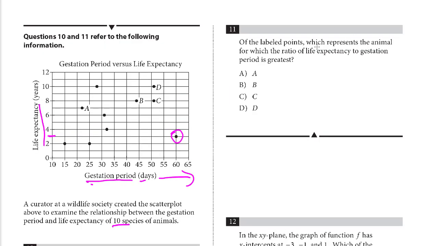11. Of the labeled points, those 4 A, B, C, D points, which represents the animal for which the ratio of life expectancy to gestation period is greatest? So that ratio is actually your Y divided by your X. So if we start at, well, this is not quite 0, 0. Always check that on the graphs. What we really want is a line that goes from 0, 0, which would be approximately here, actually.